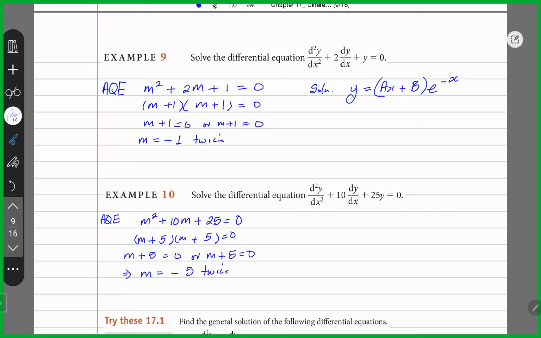So in other words, the solutions of the auxiliary quadratic equation are real and they are equal. Therefore, the solution of the differential equation is y is equal to (ax plus b) e to the minus 5x, where minus 5 is the solution of the auxiliary quadratic equation.